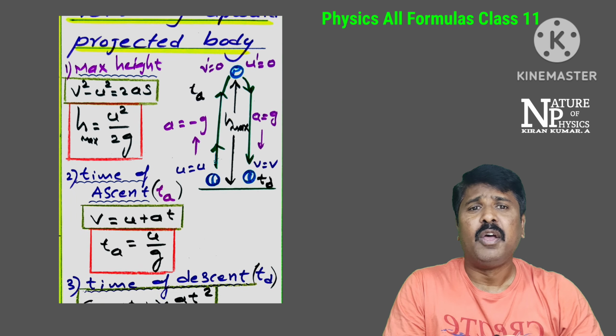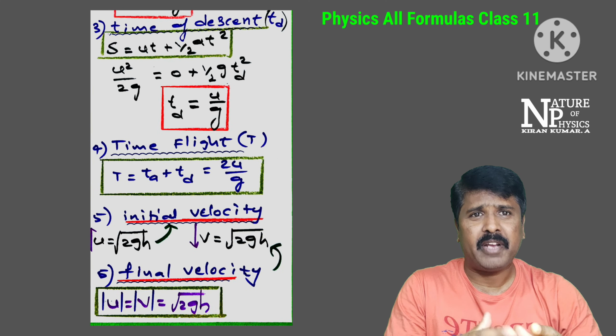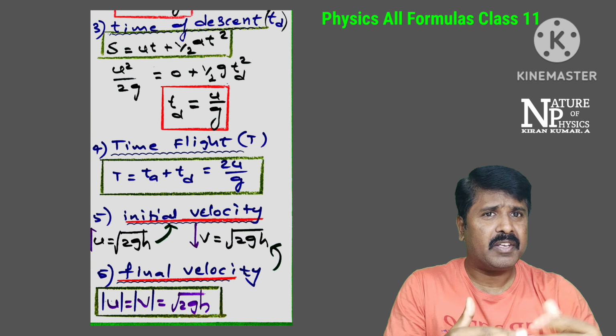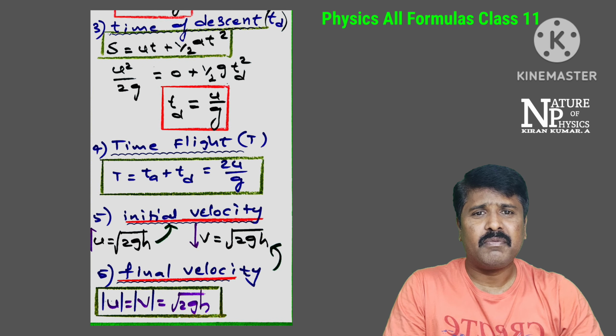And after that, the vertically upward projected body, clear diagram, maximum height, time of ascent and time of descent, and total time, time of flight, and initial velocity, final velocity, both are equal in magnitude, opposite in direction, I gave you.